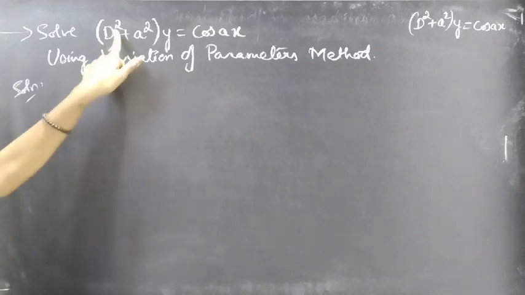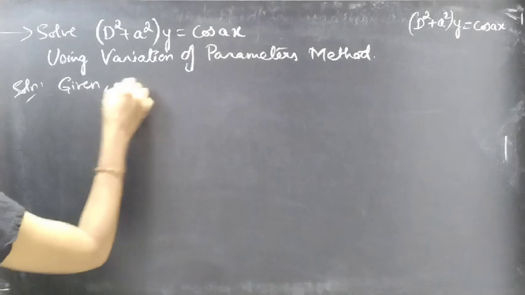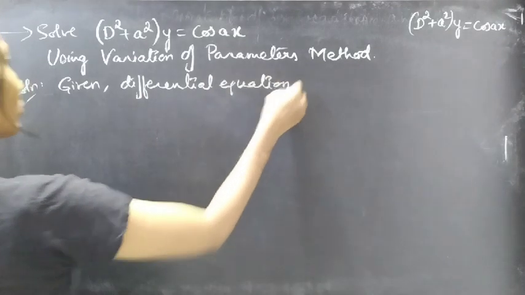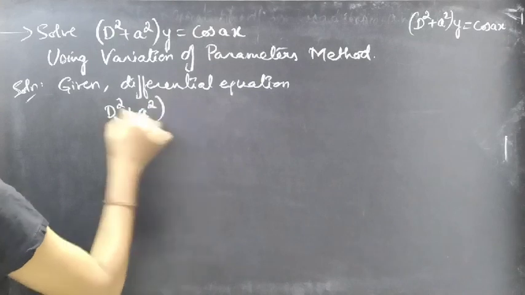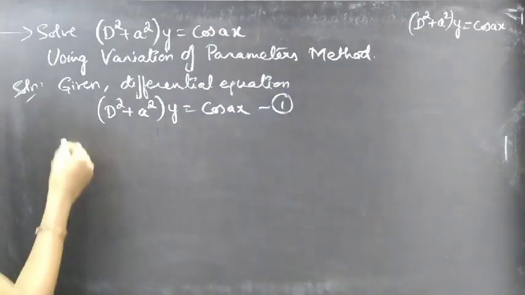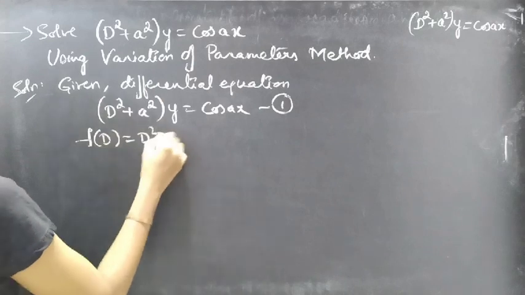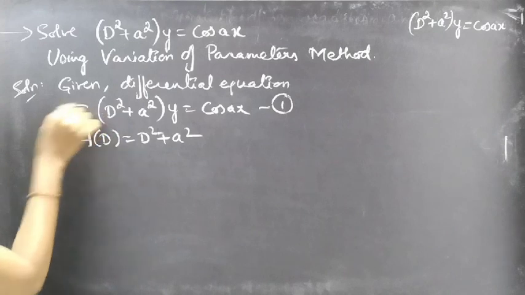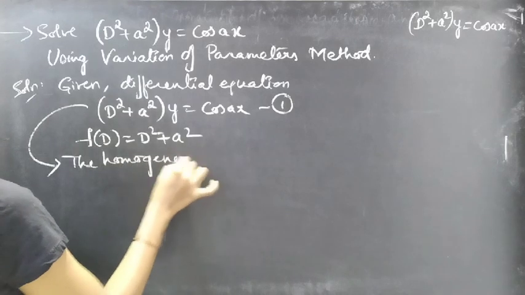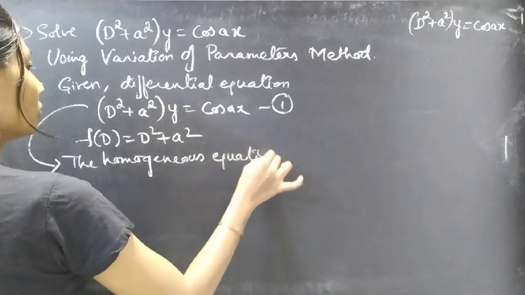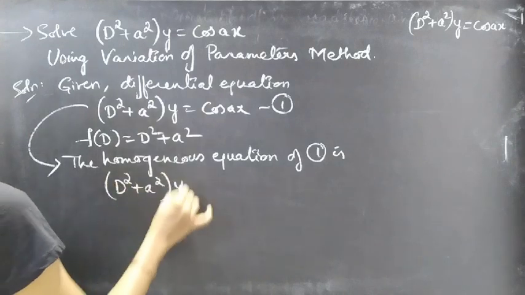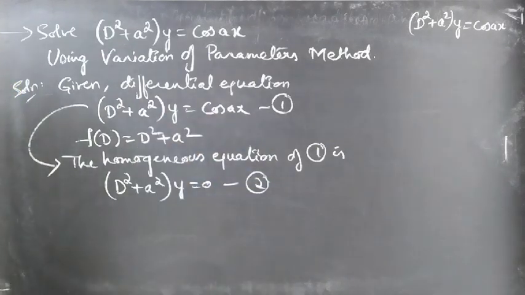So we are given a differential equation of order 2. Given differential equation: (D squared plus a squared) y equal to cos ax. Consider it as equation number 1, which is in operator form where f of D equal to D squared plus a squared. Now, the homogeneous equation of equation 1 is (D squared plus a squared) y equal to 0. Consider it as equation number 2.